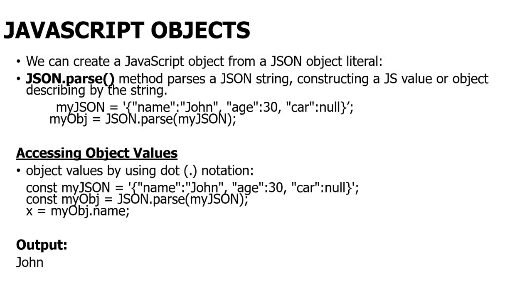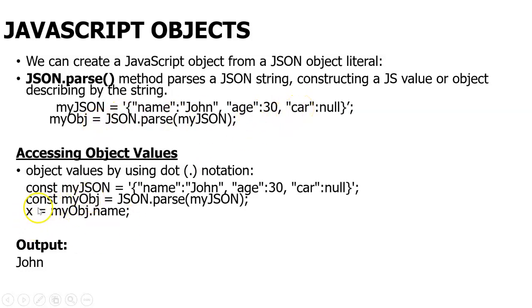Now see, if you want to parse a JSON string into an object itself, you can parse it with the help of a method called JSON.parse. I have a JSON string, my JSON, and I am passing multiple things, including null values. Now if I want to convert it to an object, I use JSON.parse. My object name is myObj. So JSON.parse of my JSON, and now this entire JSON is converted to an object. Now you can directly call myObj.name or myObj.age or myObj.car.